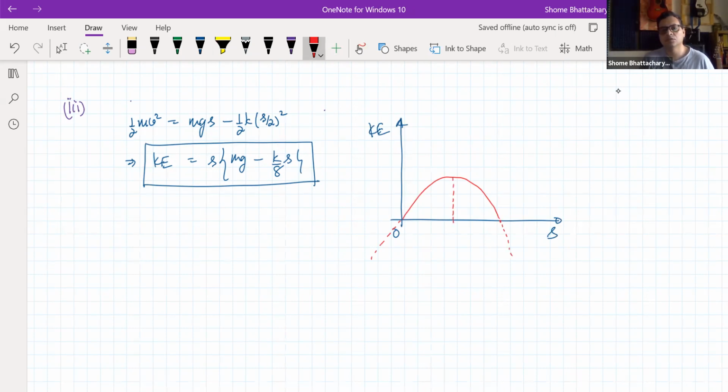Okay. So these are your roots. This is the midpoint of the roots. So you can see that kinetic energy is equal to 0 at S equal to maximum displacement.